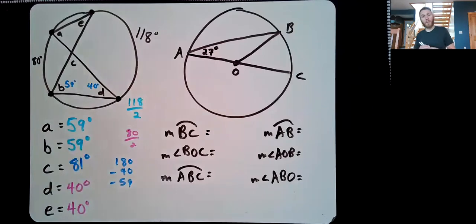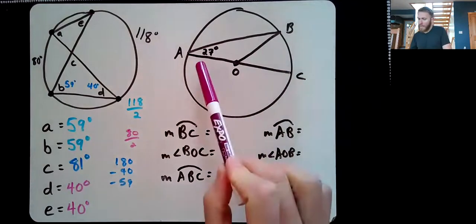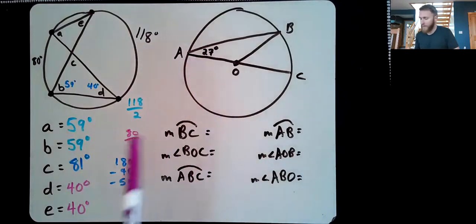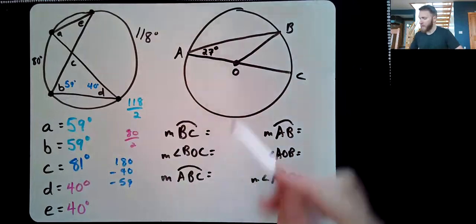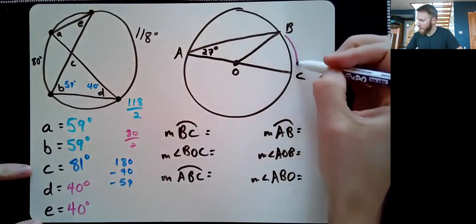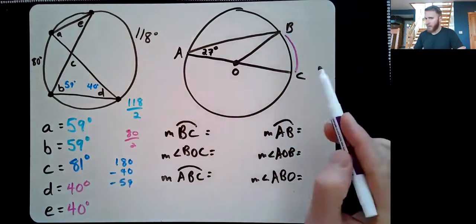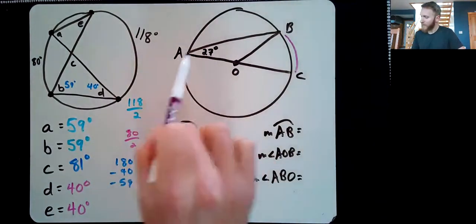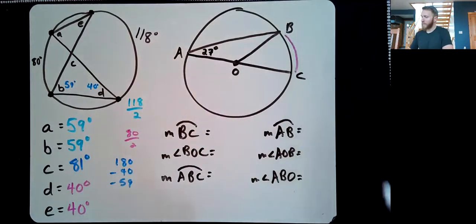The next problem is a great one because it incorporates everything we've been talking about: inscribed angles, central angles, and arc measures, all in one diagram. So it's about keeping it straight. I'm only given that the angle at point A is 27 degrees, and it's clearly inscribed because the vertex of it is on the circle. The first thing they ask for is arc BC, which is here, B to C. That arc is intercepted by my inscribed angle of 27 degrees.